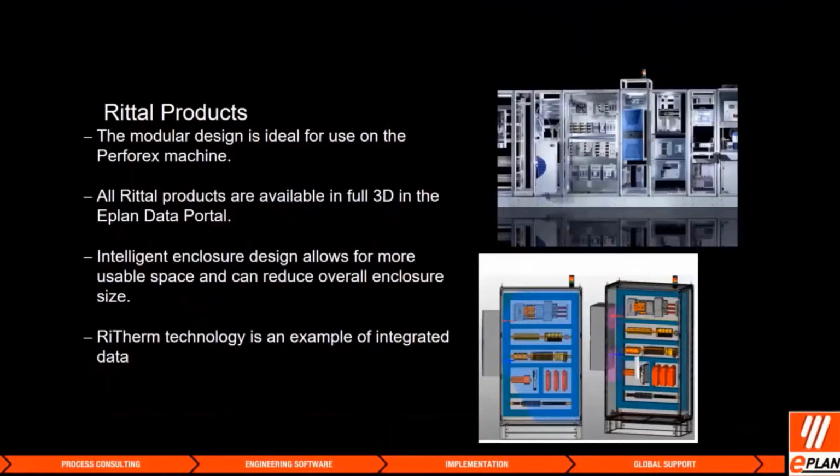And just a couple of words about the Rittal enclosure designs, just so it's understood. If you can imagine looking at the Perforex machine, using very large freestanding 3D welded enclosures can be very cumbersome when loading those onto the machine. Rittal does have a modular design where each of the sides of the freestanding enclosures are removable. So you're handling, say, a 40-pound piece of metal instead of a 600 or 700-pound piece of metal into the machine. All of the Rittal products are available in full 3D in the ePlan data portal. If you haven't heard about the data portal yet, I encourage you to take a look at that.